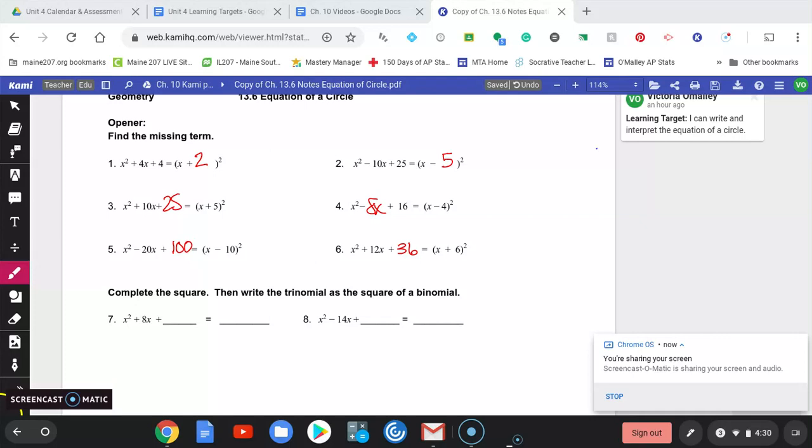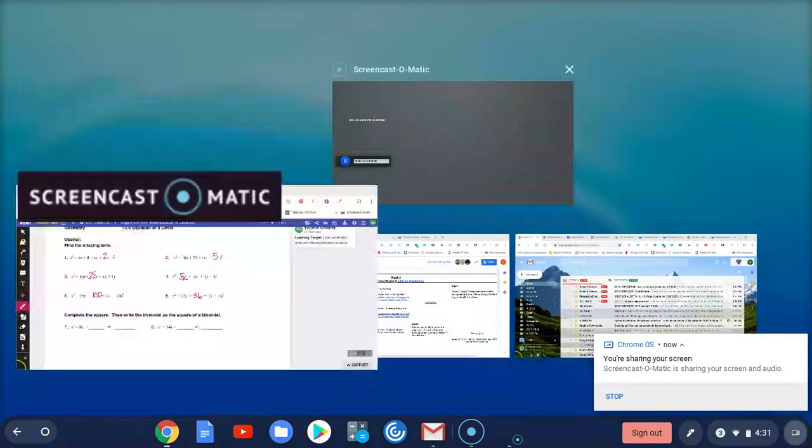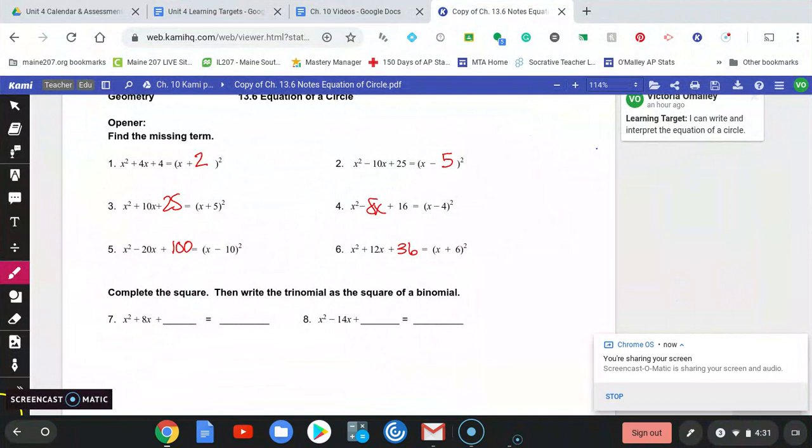All right, here we are for part 2 of equations of circles. In order to go through this next part, I need you guys to remember how to complete the square. Hopefully you did 1 through 6 on the opener and you were able to get these answers. And now I want to take a look at some of the relationships.